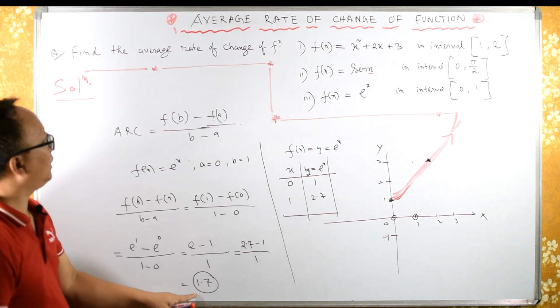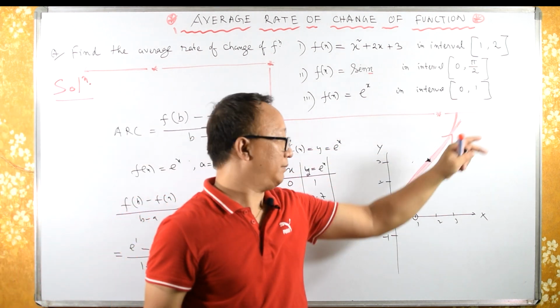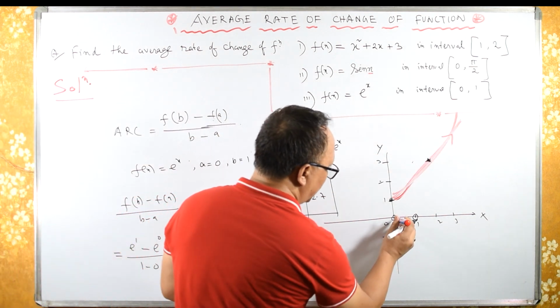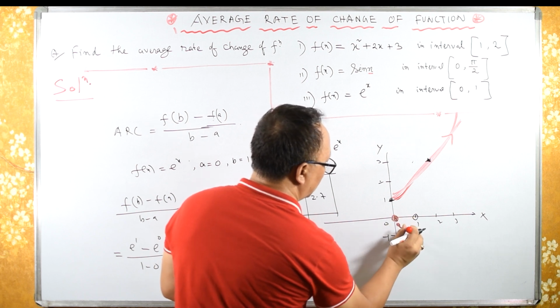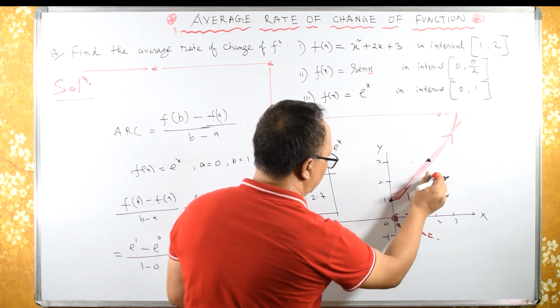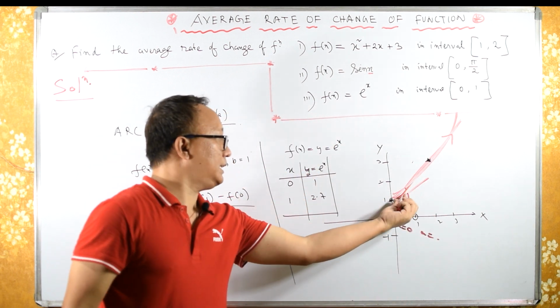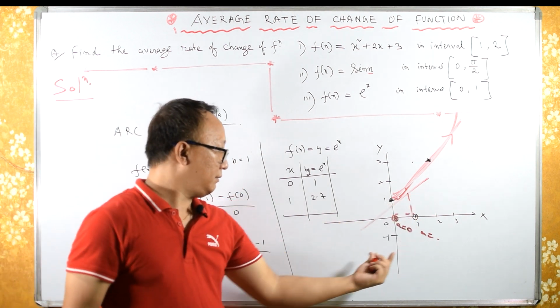So this is the rate of change of this particular function in this particular interval. You can visualize over here, we have a equals 0 here, and here a equals 1. In this interval, this is the rate of change, the slope of this secant, and it is given by this.